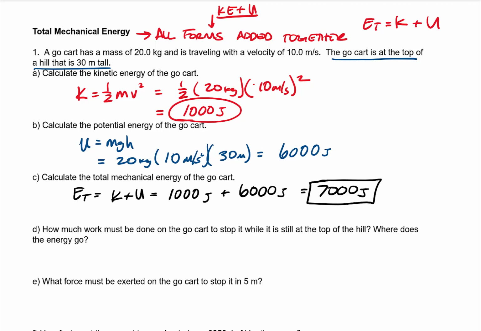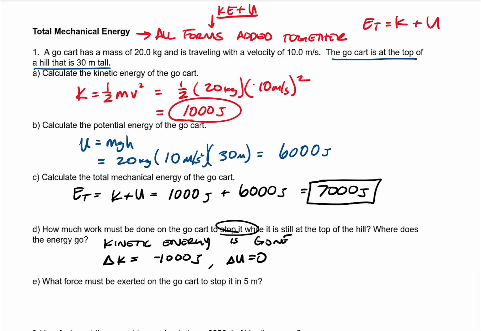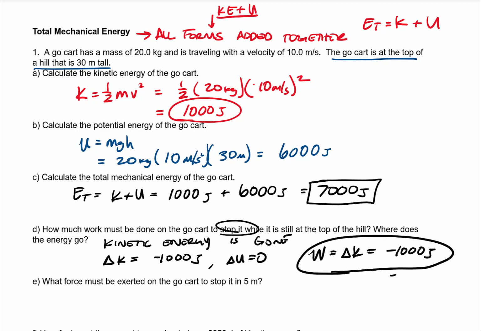How much work must be done to stop it while it's still at the top of the hill? Well, if it's stopped at the top of the hill, stopping means the kinetic energy is gone, but the potential energy is still there. So I lost all my kinetic energy. So my change in kinetic energy is negative 1,000 joules. My change in potential energy is 0. So the work done is just the change in kinetic energy, negative 1,000 joules. That energy, if we're stopping something, usually goes to heat. Think about your brakes heating up in your car.